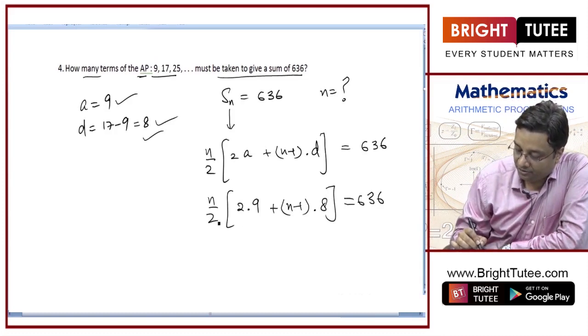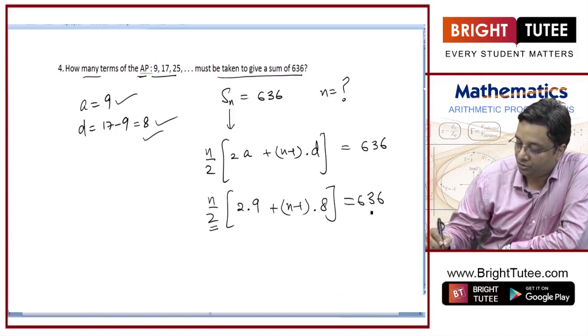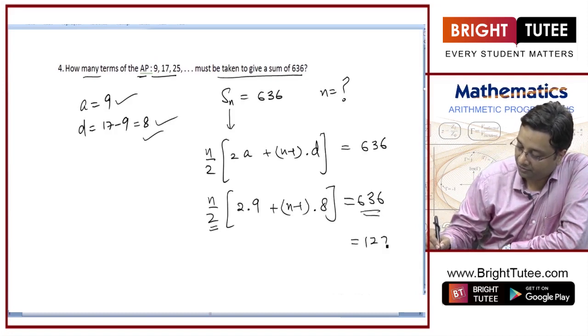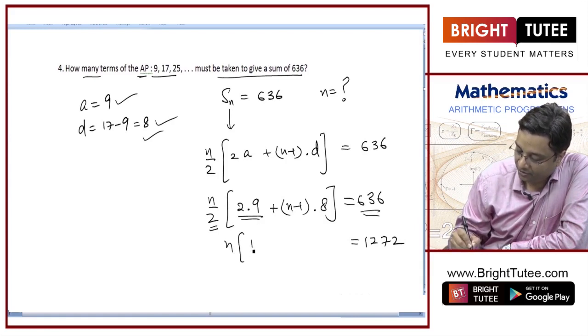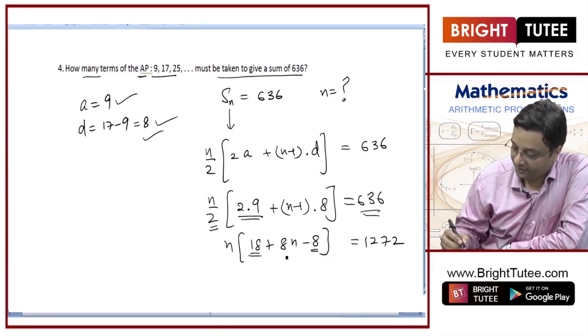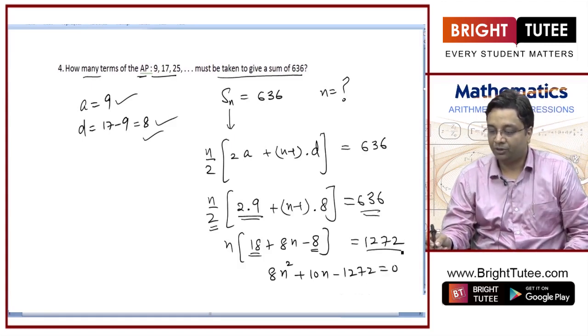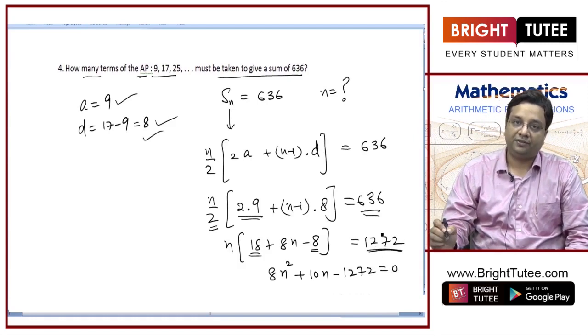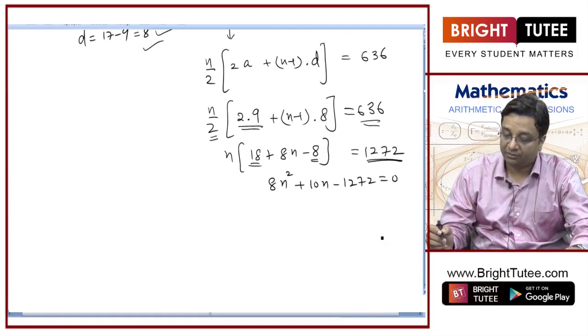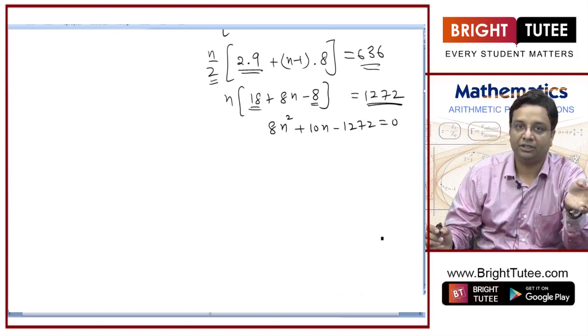Now let's solve this equation. I multiply by 2 on both sides. So right hand side will become 1272 and this will become n into (18 plus 8n minus 8), right? So 18 minus 8 is 10, okay? So it will become 8n square plus 10n minus 1272 equal to 0. We just brought 1272 to the left hand side. So now this question is converted into a quadratic equation question.